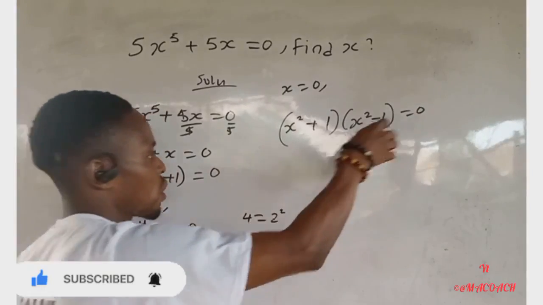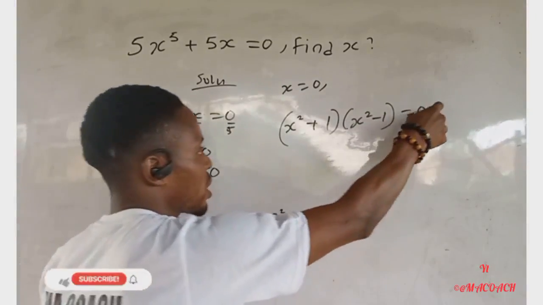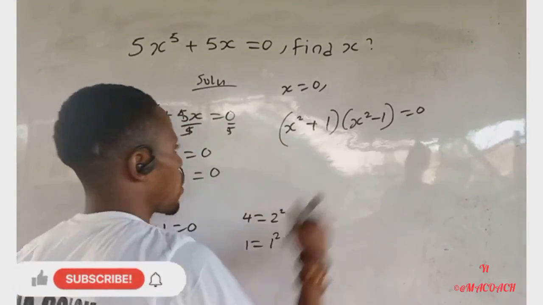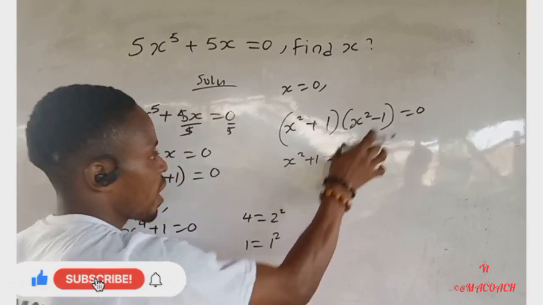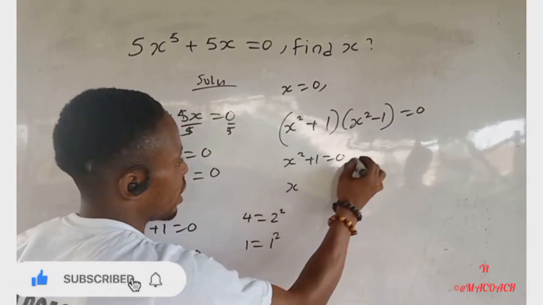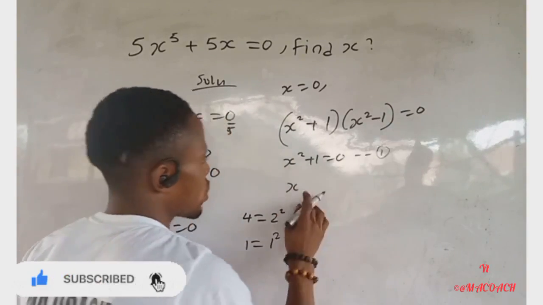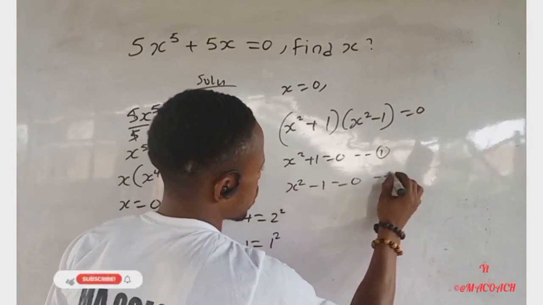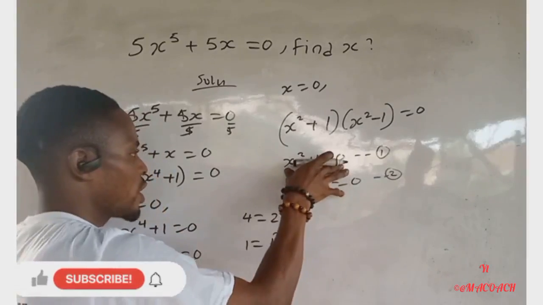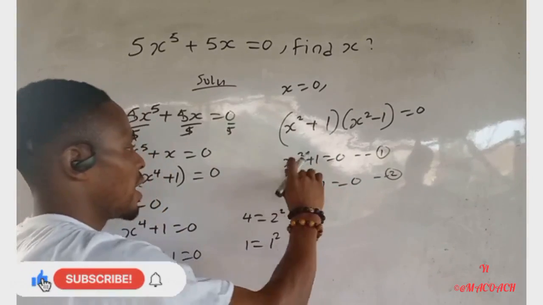Now the next thing to do is to equate this one to 0 and this one to 0. When you equate the first to 0, we have s squared plus 1 is equal to 0. Let's call this equation 1. The second one we have s squared minus 1 is equal to 0, equation 2.